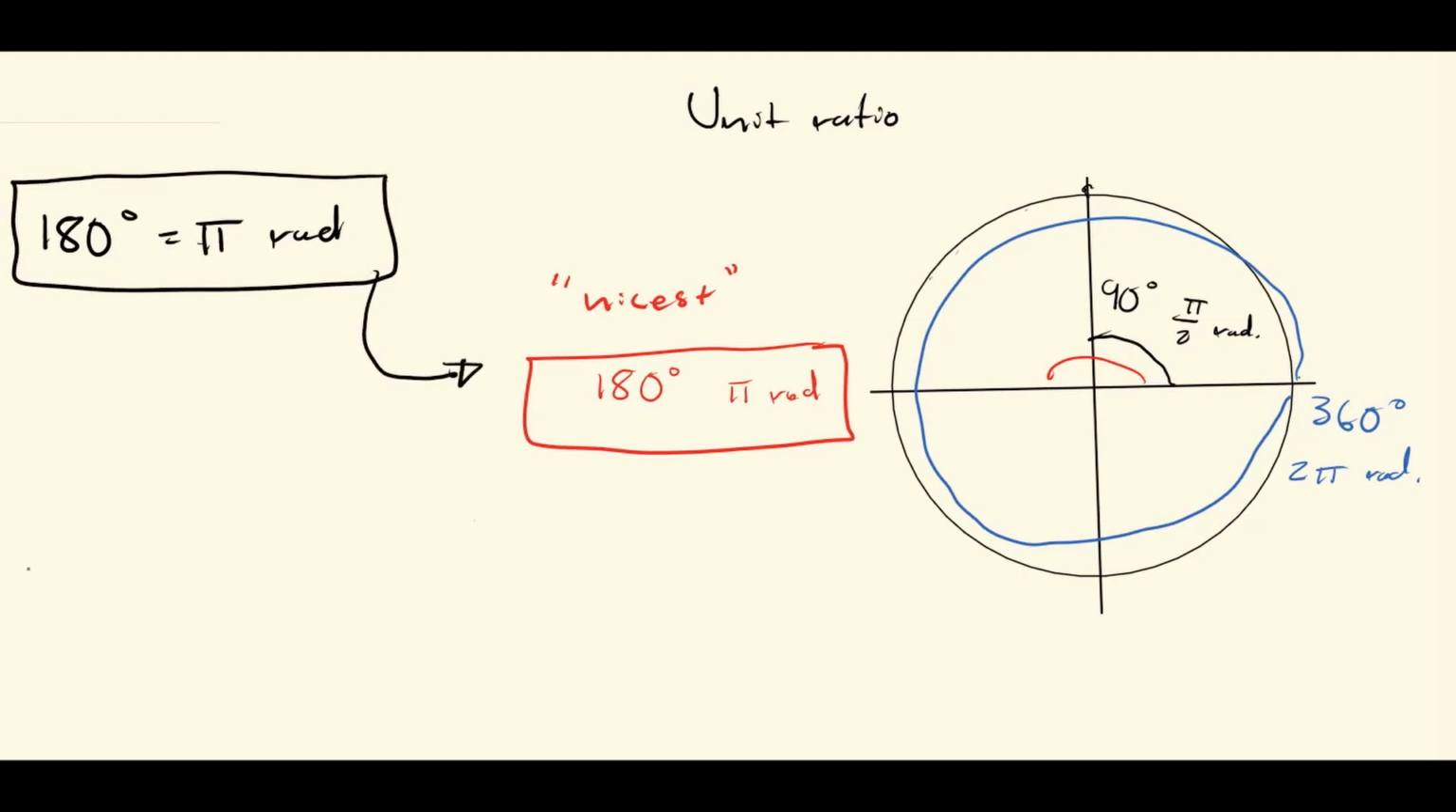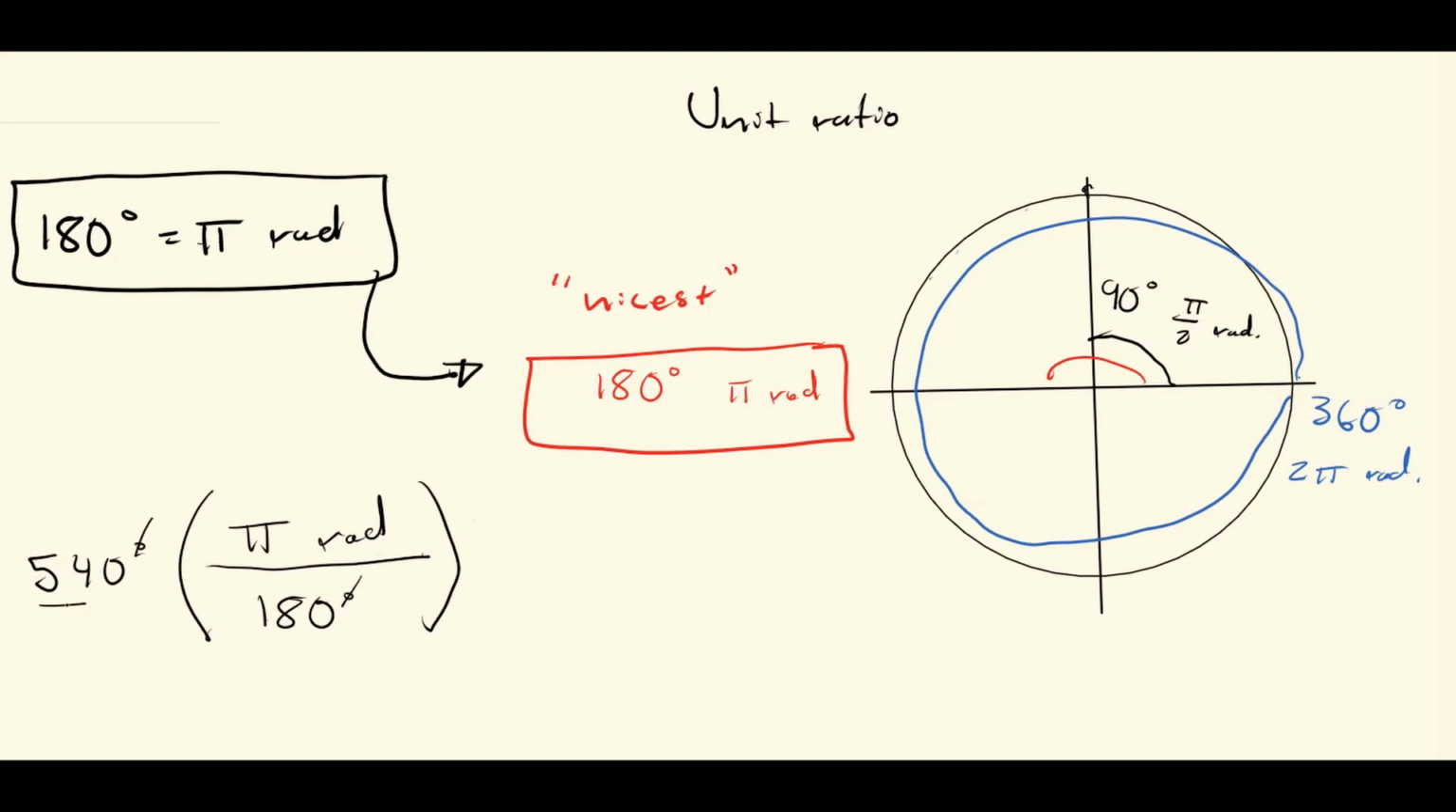So let's practice one. Let's say we have 540 degrees and we want to convert that into radians. So keeping that ratio in mind, we're going to put 180 degrees on the bottom and pi radians on the top. That way degrees cancel out, and the unit that's uncancelled is radians, which is what we want.